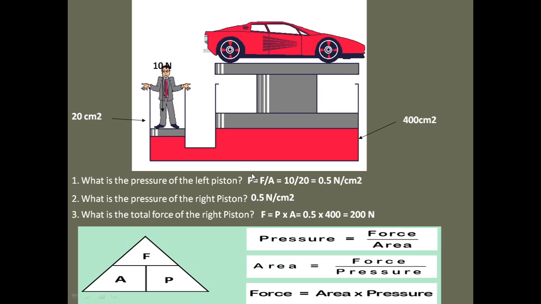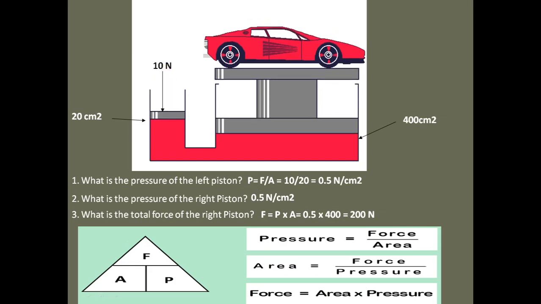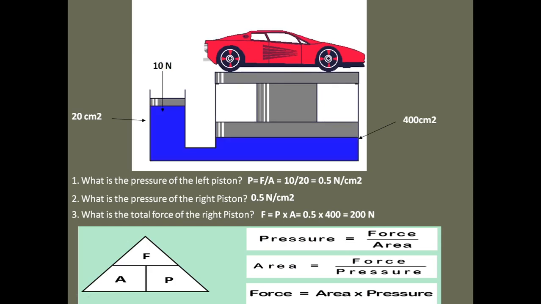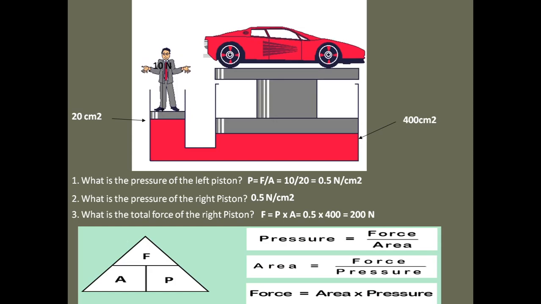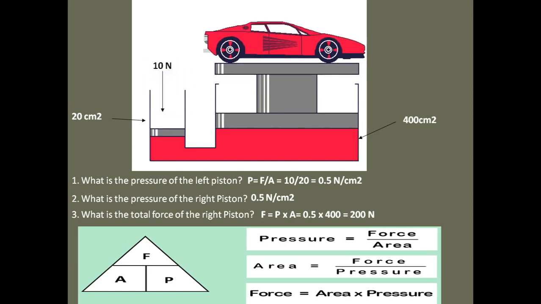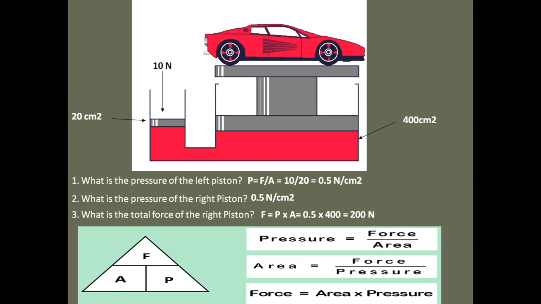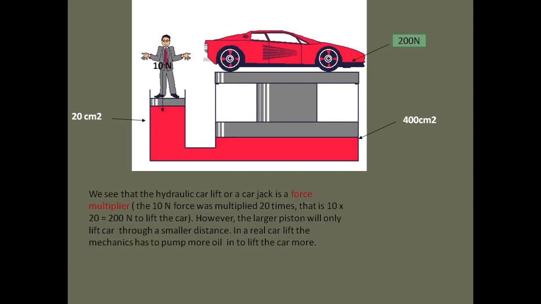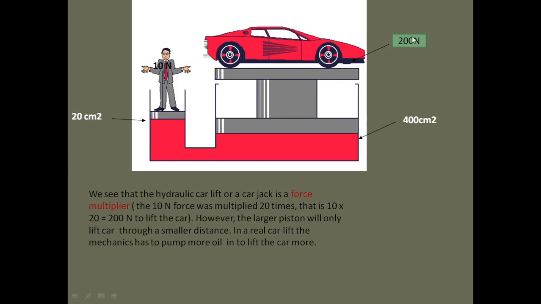Now notice how I solved the problem in the hydraulic system. Very simple. So get the pressure on one side, it's the same pressure that is acting on the other side, use it to get the force that is exerted on the other side, or on the large piston, right? Now we were able to get 200 Newton, isn't it?